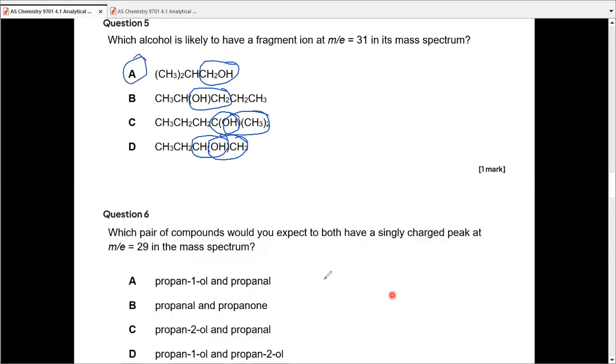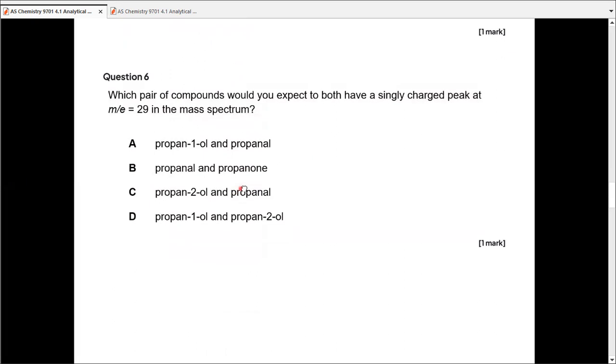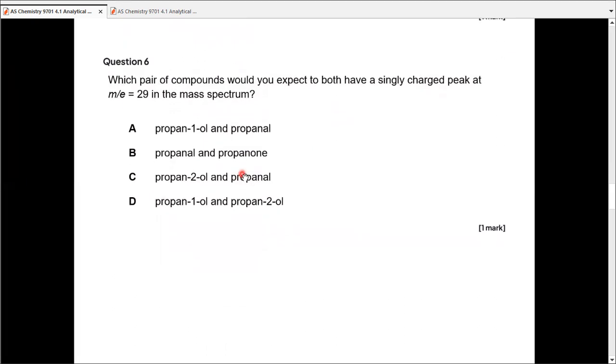I hope you get the point. We can't just simply keep breaking the molecules wherever we'd like to. That's not how it works. So question number 6. Singly charged peak at 29.